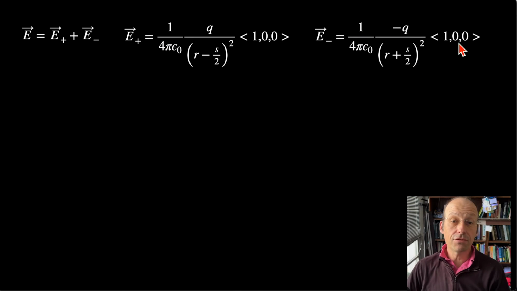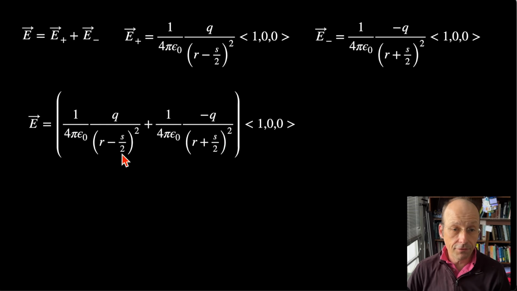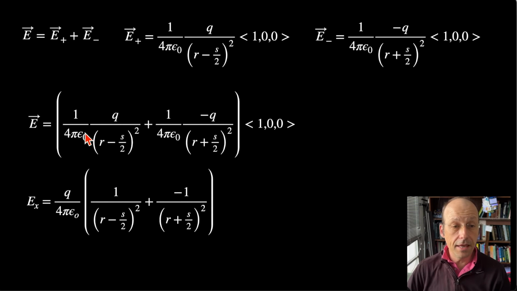If I want to add those two together, I can do that, right? Because this vector, 1, 0, 0, I can factor that out. They're in the same direction. They also have 1 over 4 pi epsilon naught, and a q, so I can factor those out too. This is just the x component. There's no y component and no z component. So I have the q, 1 over 4 pi epsilon naught, 1 over this, and then negative. That's a negative right there, and that one's plus.